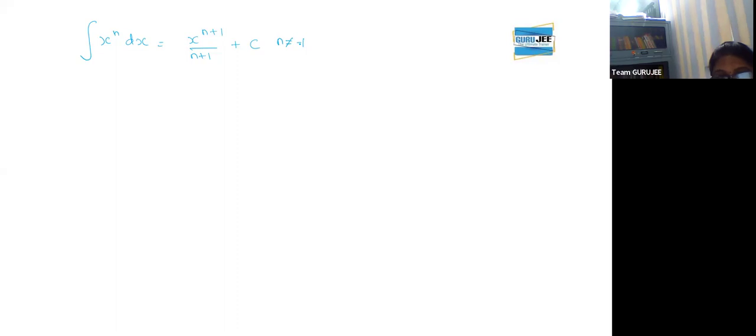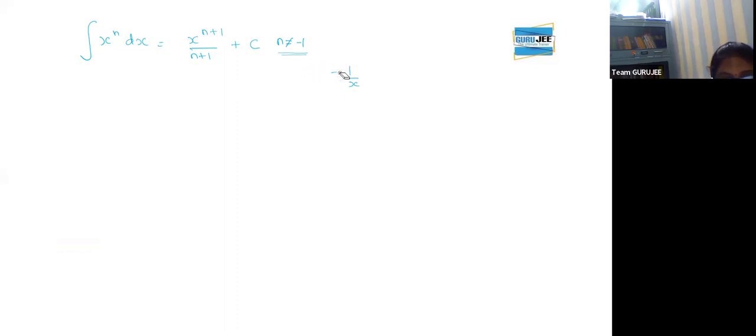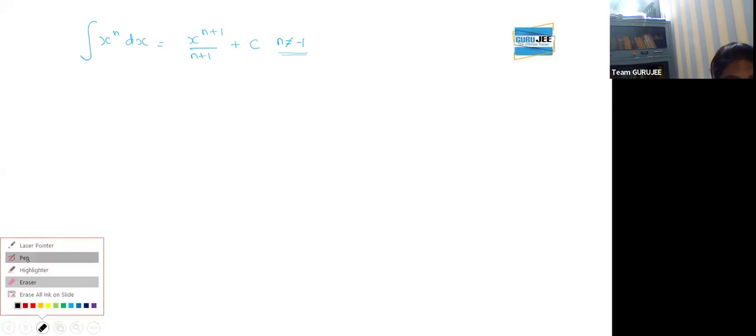Why minus 1, what is the problem? Anything to the power minus 1, how will we write it? X to the power minus 1, we used to write it as 1 by x. We will take the reciprocal. So n must not be equal to minus 1, that is the condition we have given. For 1 by x, we need to take log. That's the reason.